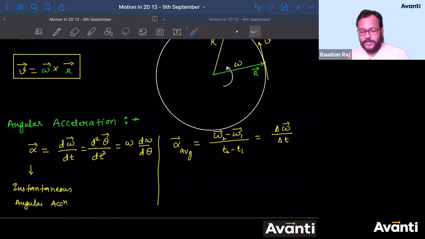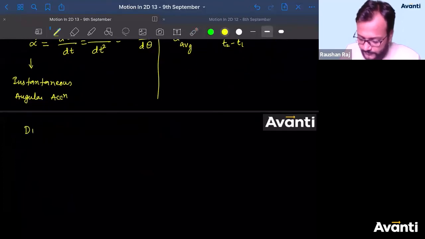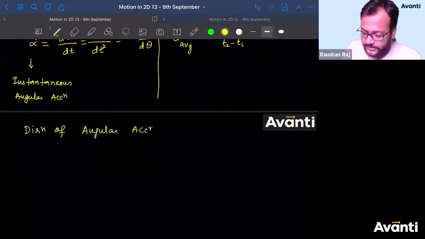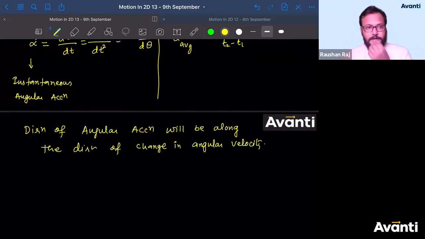Okay, what will be the direction of alpha? Tell me. The direction of alpha will be along the direction of change in angular velocity. Direction of angular acceleration will be along the direction of change in angular velocity. Clear to everyone?